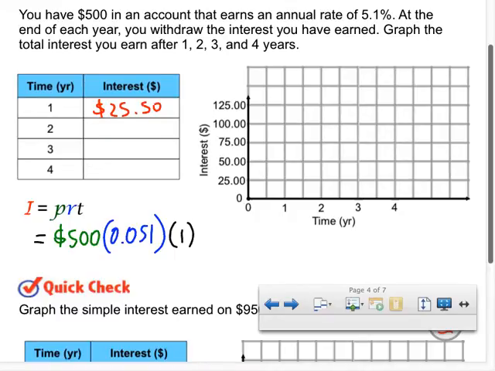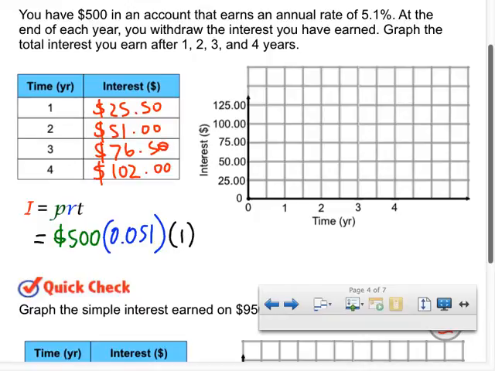Okay? So in 2 years, how much is that going to be? In 2 years, it's $51. In 3 years, it's going to be what? $76, yeah. Okay. And then in 4 years, how much do we got? 102. It's going to be a 102. Okay.